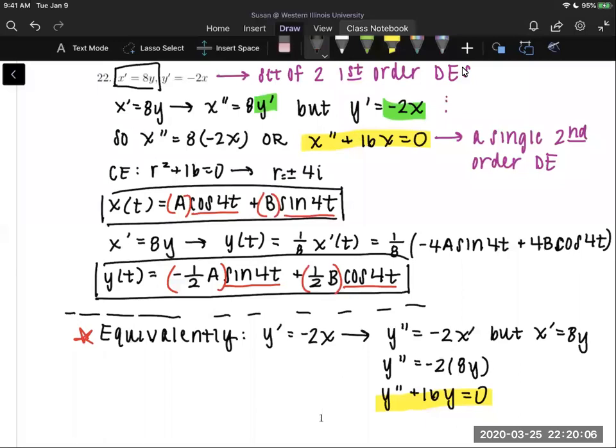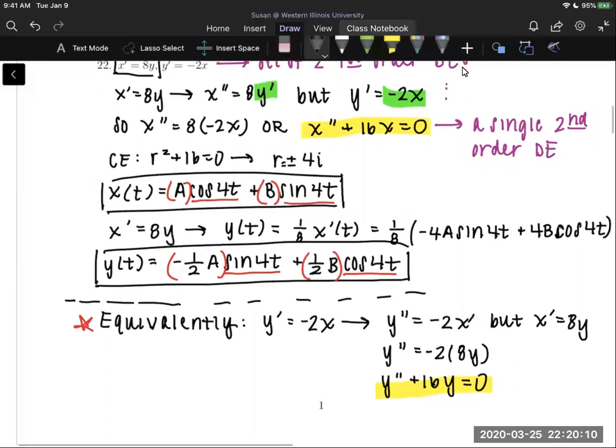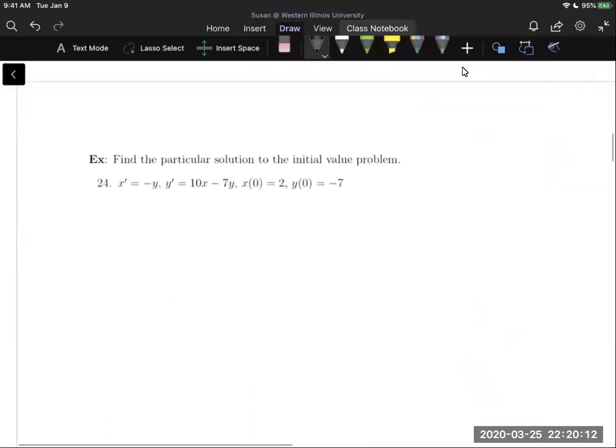All right, so along those lines, let's take a look at the next example, which is an initial value problem. All right, so we want to find the particular solution, and all this is saying is you want to find the general solution and then solve for C1, C2, or A, B, C. So, solve for coefficients.